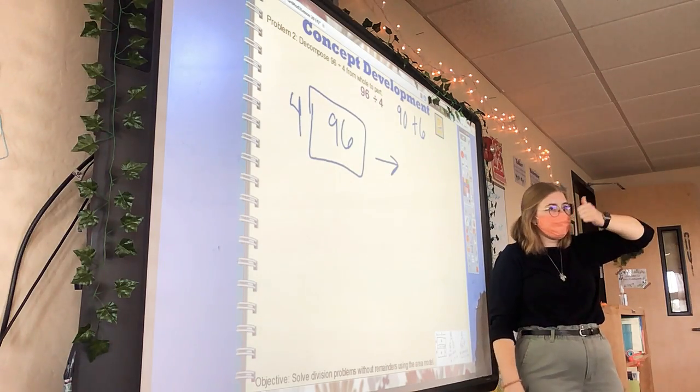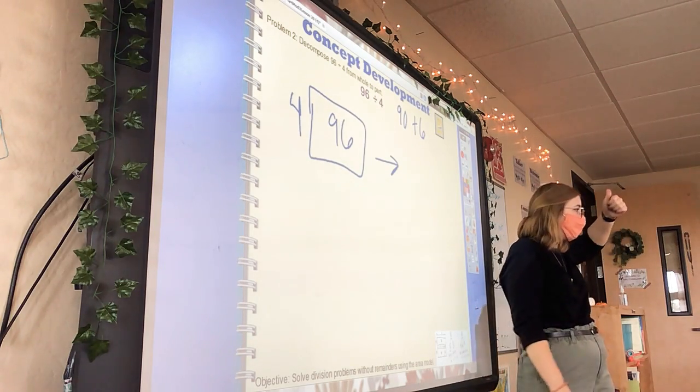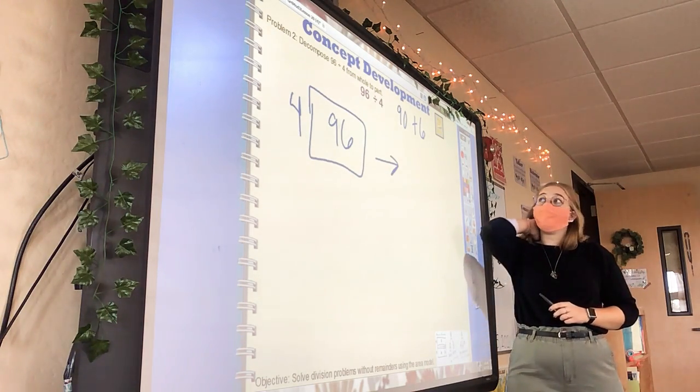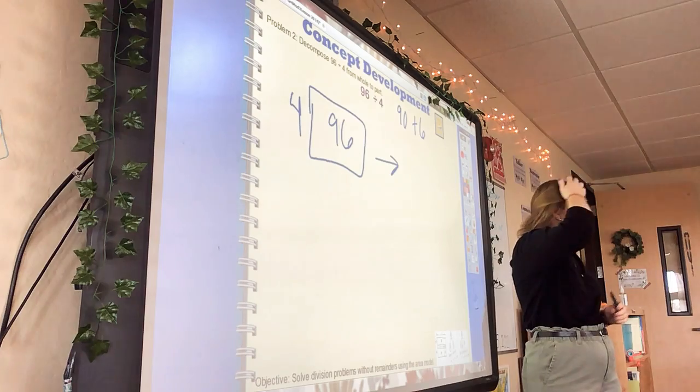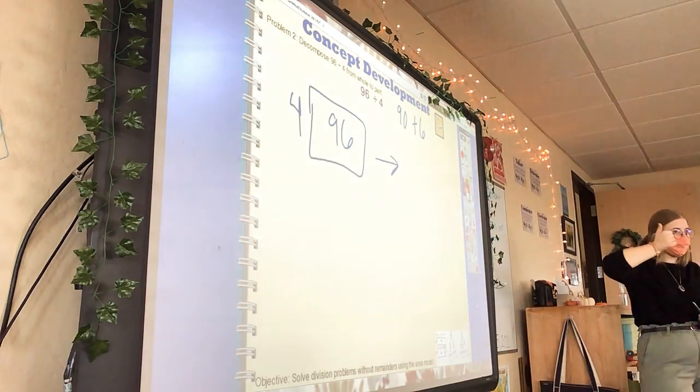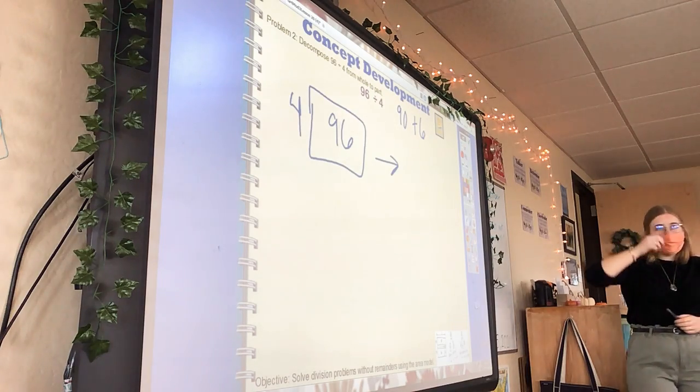Thumbs up, thumbs down, whatever you're thinking. If you're wrong, it's okay. Is it by any number, or does it have to be by 4? By 4. Can 90 be divided by 4 evenly? I want you to think about it. Okay, cool. Go ahead and put those down.